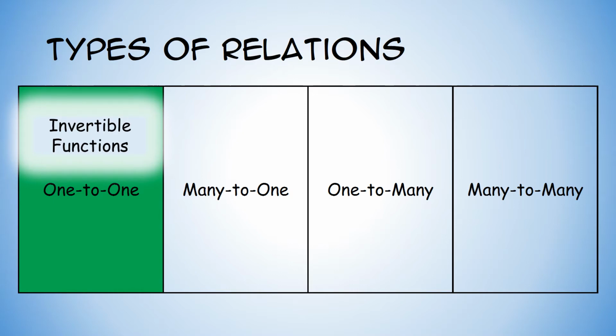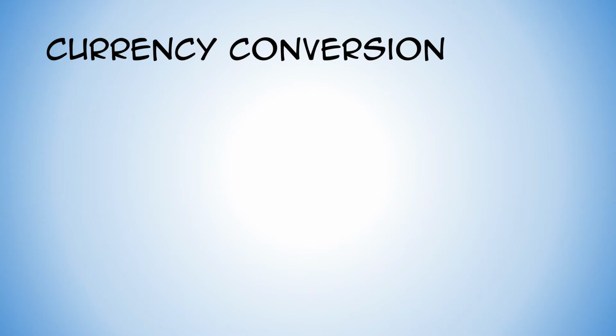Basically, to find the function's inverse, we want to take the object of a function and express it in terms of its image. Here are some examples to illustrate my point.